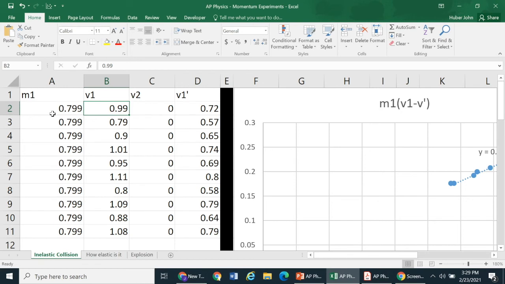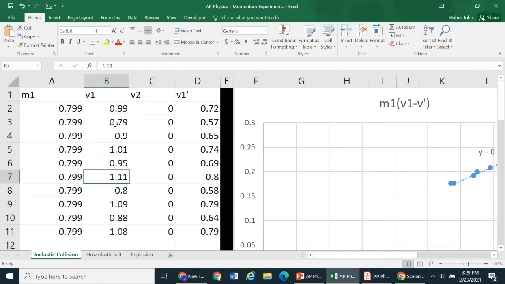With a photogate, I measured all the different individual V1s. You can see that here. The lowest speed I threw it at looks to be 0.79 meters per second. The fastest speed I threw it at was 1.11 meters per second. Of course, my V primes vary in accordance to that. My lowest V prime looks to be 0.57. Notice that should make sense. If I got a low V1, then I have a low V prime. My highest V prime looks to be 0.8. Notice that makes sense because that resulted from my highest V1.